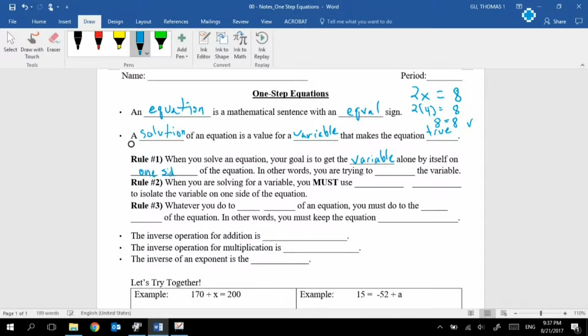If you said one side, give yourself a high five actually. Let's just get a high five in there. In other words, I don't know if you're going to guess this one, but this one was isolate the variable.